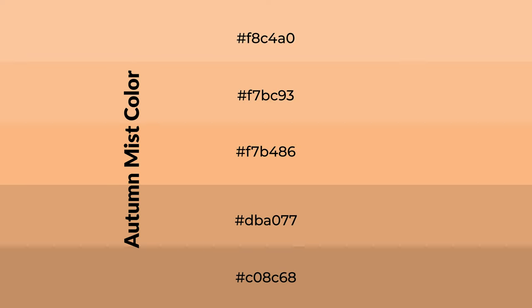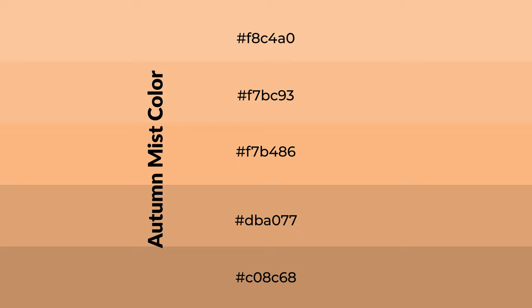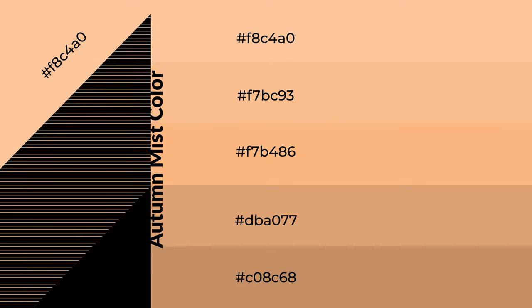To generate shades of a color, we add black to the color, and it is used in patterns, 3D effects. Layers and shades create depth and drama. Autumn mist is a warm color, and it emits cozier and active emotion.